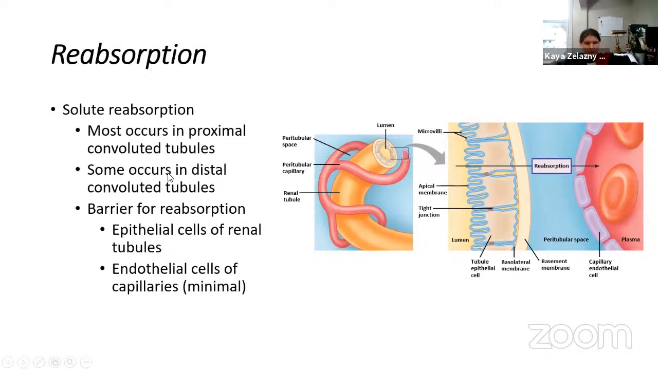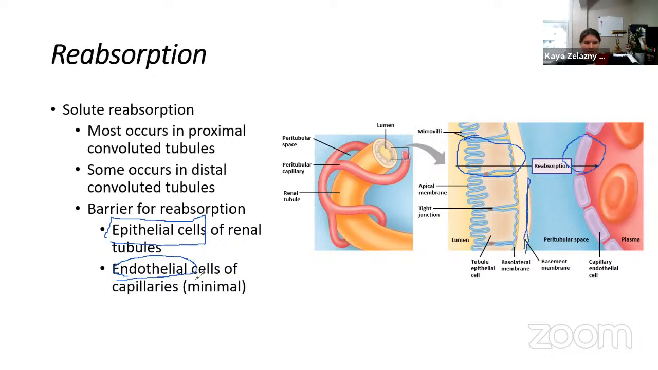So the barrier for reabsorption is similar to the barrier for filtration, except it's not as leaky, basically. So we still have layers, right? We still have epithelial cells, right? So here we see our epithelial cells in the renal tubule. And we still have endothelial cells in the capillary, right? The walls of the capillary. There actually still is a basement membrane as well.